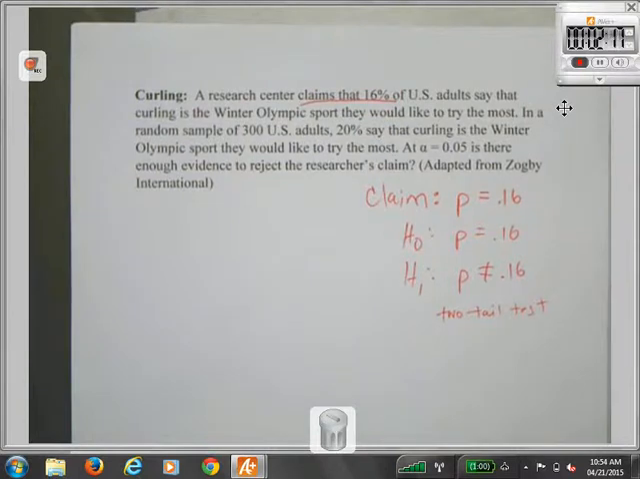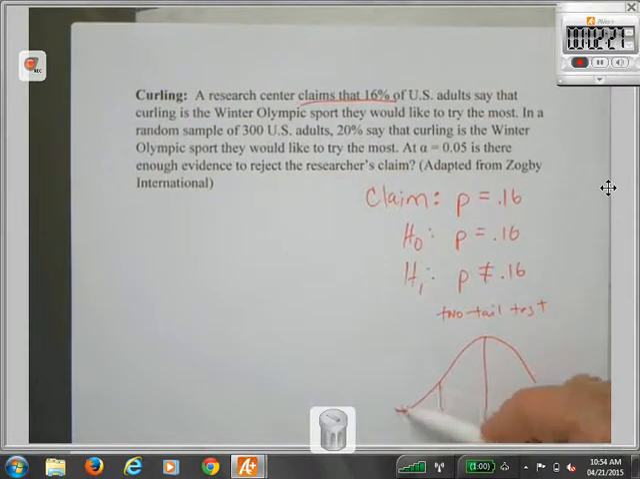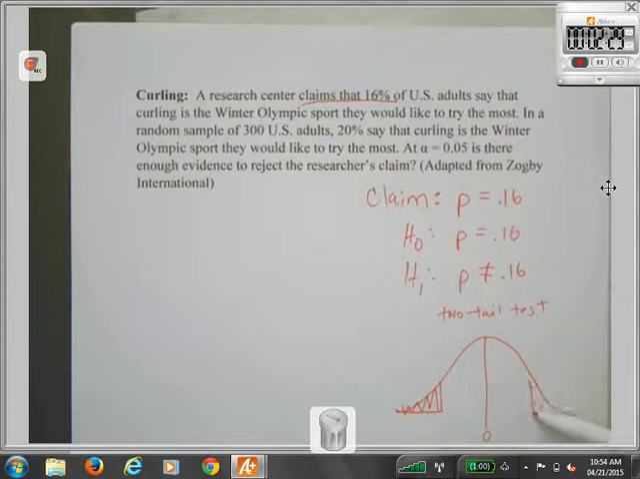If you want, you can go ahead and start step 2 by drawing in the curve that you're going to use. So we have that normal curve, 0 in the middle. We know we're going to have two tails. I'm going to go ahead and shade them, and I will label those two tails in a minute. All right, now I'm going to go back, and I'm going to write in all that important information that comes out of the problem.